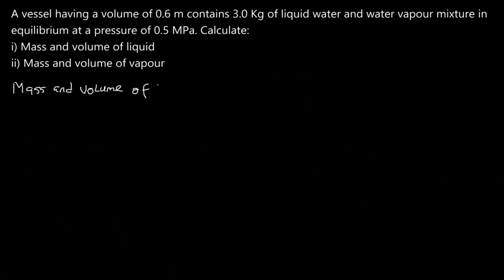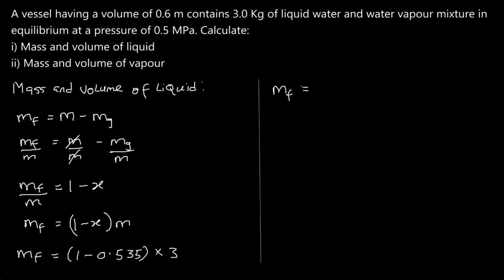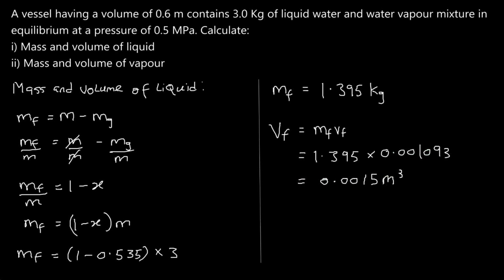Now to find the mass and volume of the liquid, we know that the mass of the liquid equals the total mass minus the mass of the vapor. Dividing both sides by the total mass, we get mf divided by the total mass equals 1 minus x. So the mass of the liquid equals 1 minus our dryness fraction x multiplied by the total mass, and we obtain the mass of our liquid to be 1.395 kilograms. Next, to find the volume of the liquid, we simply multiply the mass of the liquid by its specific volume, and we obtain 0.0015 meters cubed.